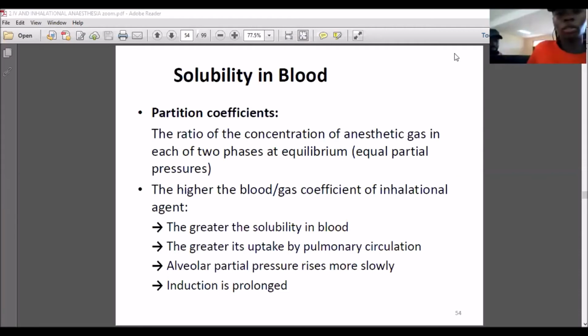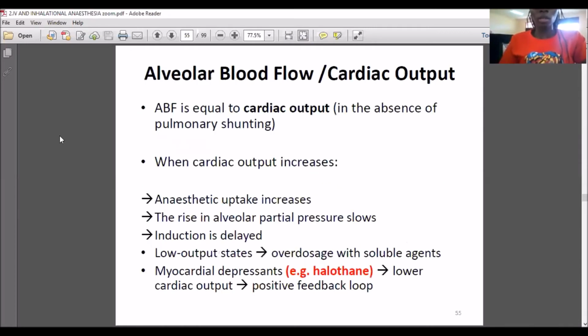So, trying to finish the solubility in blood. Here I'm just saying the higher the blood gas coefficient of the inhalation agent, the greater its solubility in blood, and the greater its uptake by the pulmonary circulation. Alveolar partial pressure rises more slowly, and then induction is prolonged. Then you've all understood the cardiac output, so I can skip that, right? Can I?